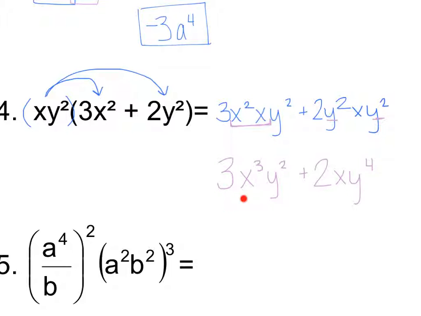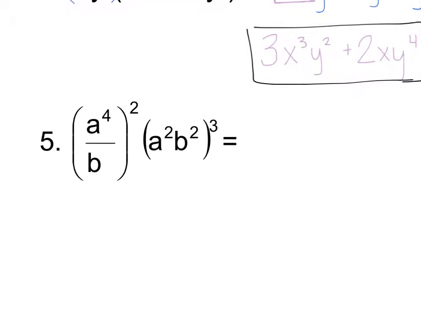Now, these are not like terms, so you cannot combine them. They are not like terms, even though they have the same variables. We've got x and y. It has to be the same exponents in order to add. So x cubed and x make it not similar. So these are not like terms. Here's your answer.